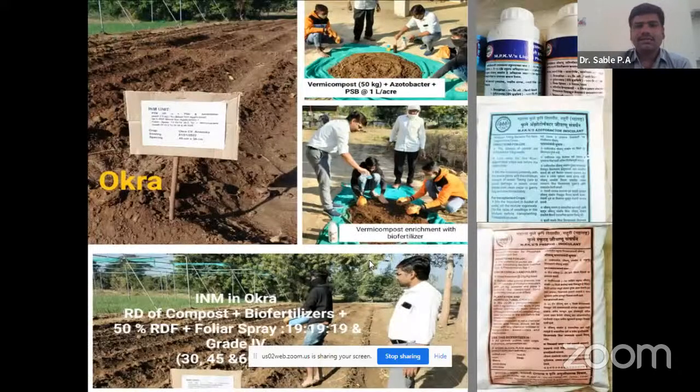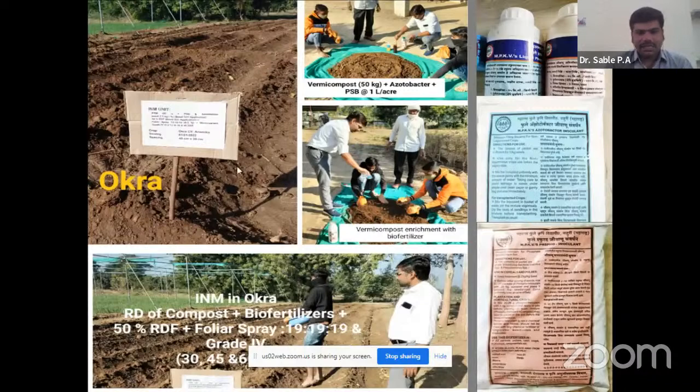See here, be it any vegetable crops, pulse crops, or field crops, the method of application is very easy. In this picture you can see 50 kg of vermicompost can be used for enrichment with azotobacter and phosphorus solubilizing bacteria, 1 liter per acre. After enrichment, at a proper soil moisture situation, such enriched vermicompost with biofertilizers can be applied in the soil as well as in a standing crop, but there should be no application of chemicals with the biofertilizers.